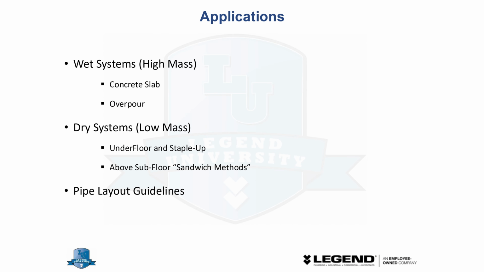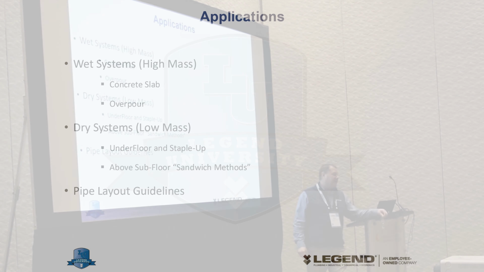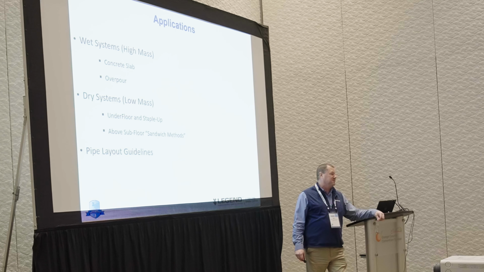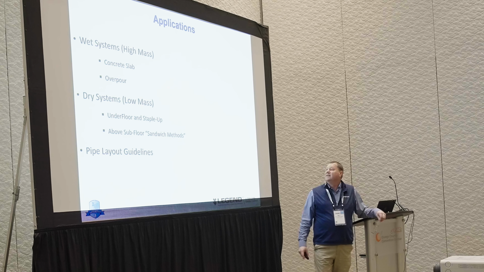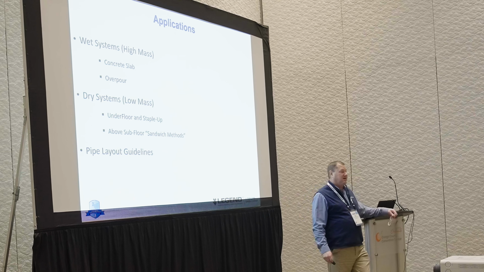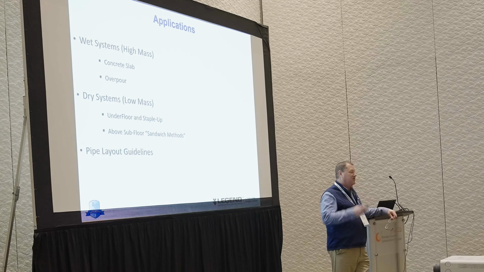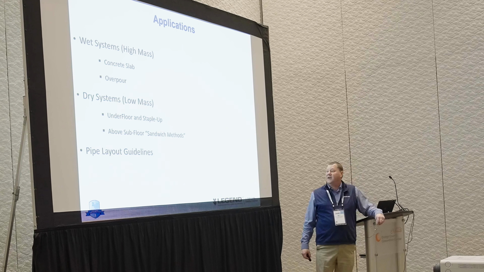And I was like, I don't know. So wet systems, anything that's going to have cement poured over the top of it, that's a wet system. The very high mass, concrete slabs, overpours, things like that. And the dry systems are low mass. Above floor systems, staple up from below with the heat transfer plates, those are all dry systems.